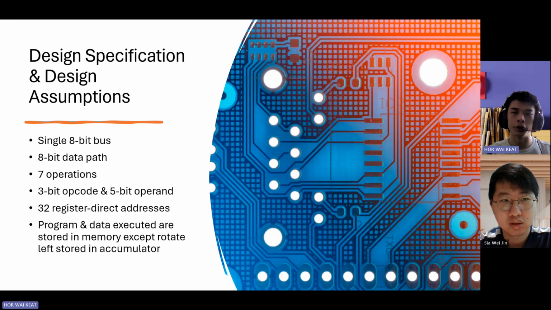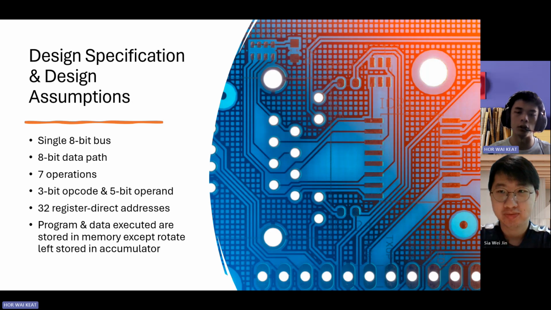Here are a few design assumptions and specifications made in our project. First of all, there is only a single 8-bit bus used in our project, and the data path is in 8-bit form to perform 7 operations. The opcode is 3 bits wide, and the operand takes 5 bits. Since there are only 5-bit operands, there are only 32 addresses used, and we are using register direct address type. In our design, we assume the program and data executed are stored in memory, except the results of the rotate left operation, which will be stored in the accumulator.